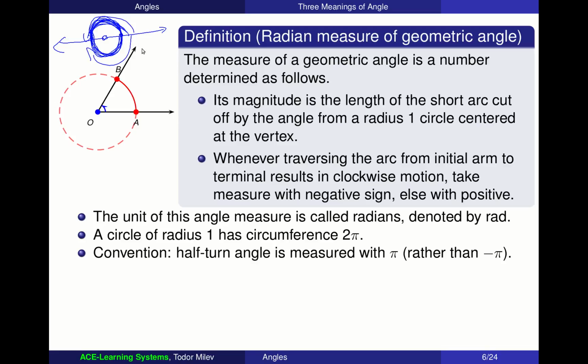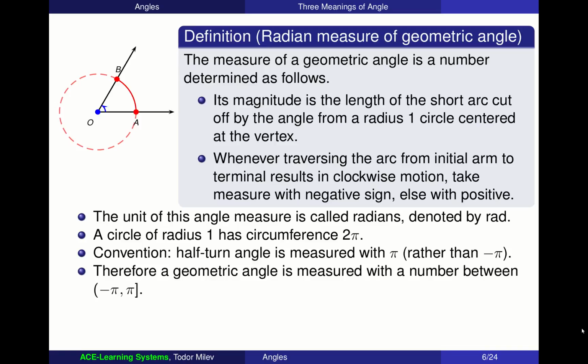So by convention, a half-turn angle is measured with pi rather than with negative pi radians. So a geometric angle is measured with a number between negative pi and pi, because the short arc is never more than pi in length. So all possible geometric angles are measured with a number between negative pi and pi.